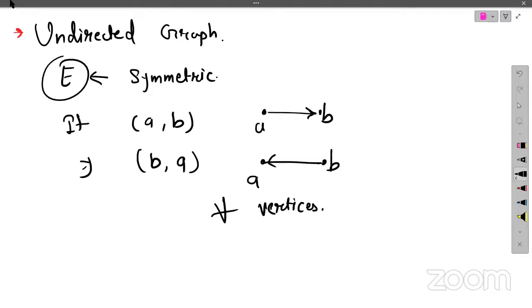So we can understand this by symmetry also. If A comma B belongs to E, then simply implying that B comma A also belongs to E. And this is the definition of symmetry. So undirected graphs are those graphs where the set of edges has the symmetric pairs too. That means you can go from A to B and also reverse it. That means you can also go from B to A.